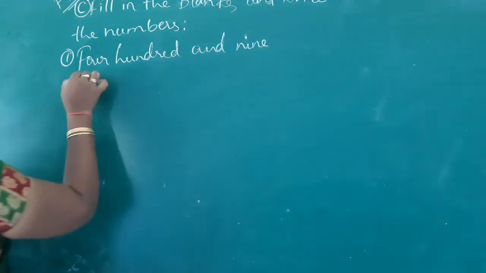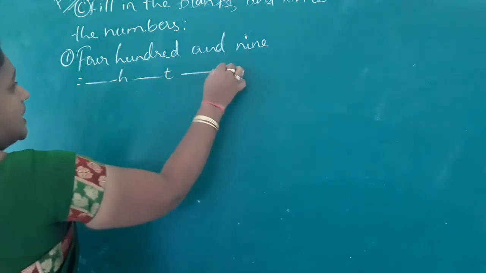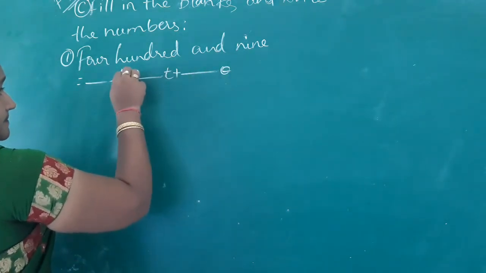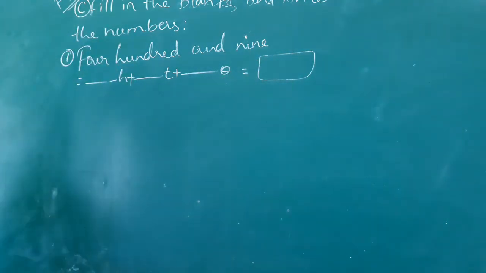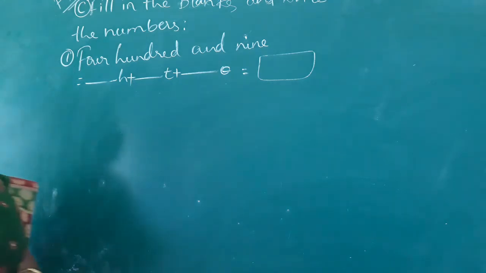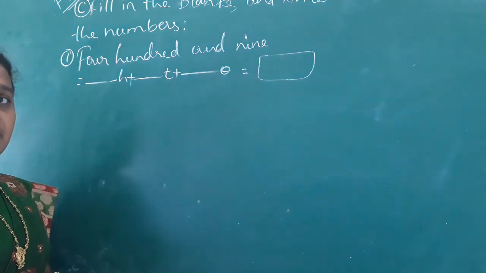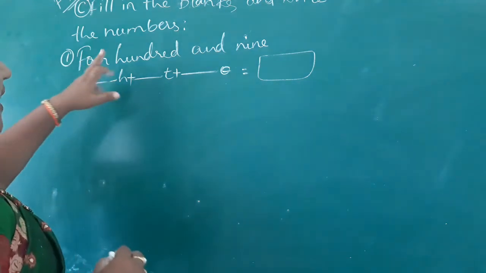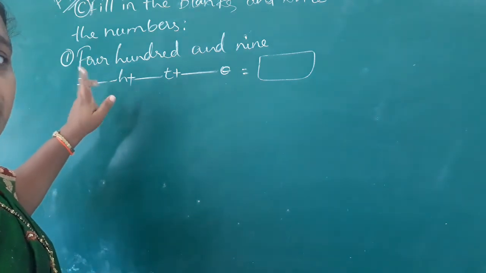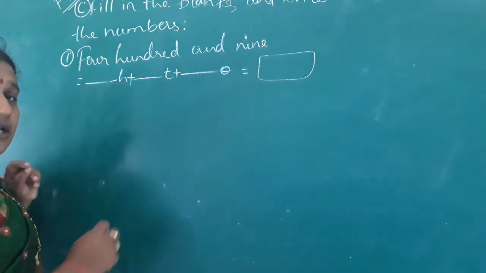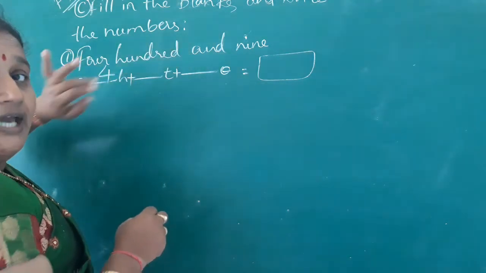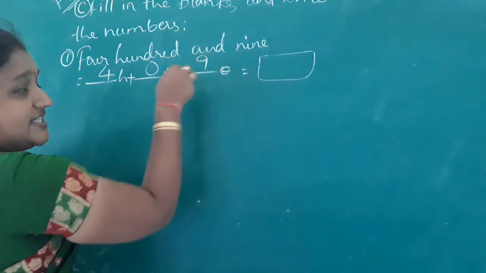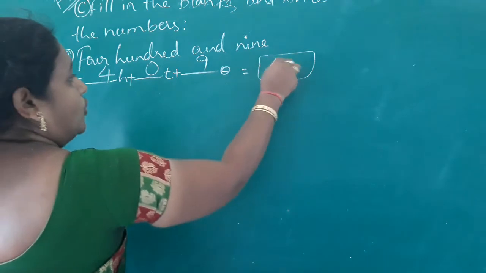In this question, how many hundreds, how many tens, how many ones are there? And what is that number? This is the question, children. Listen carefully. 409. How many hundreds are there in the question? 4 hundreds. No tens was given, so only 9 was given. So 0 tens and 9 ones. So totally you can write it as 409.